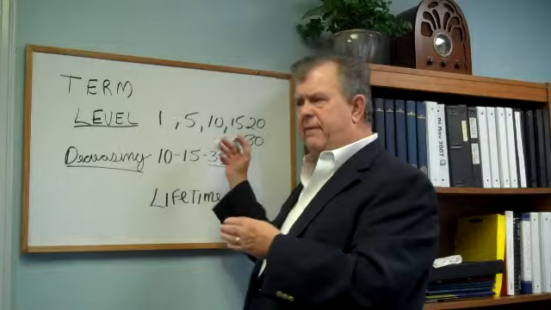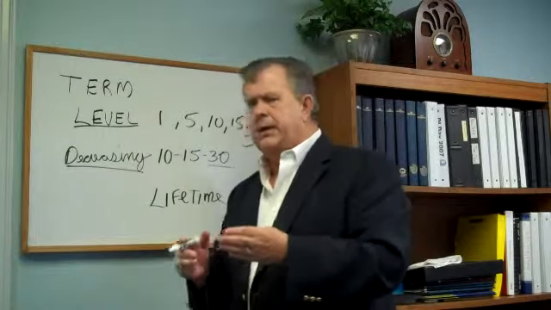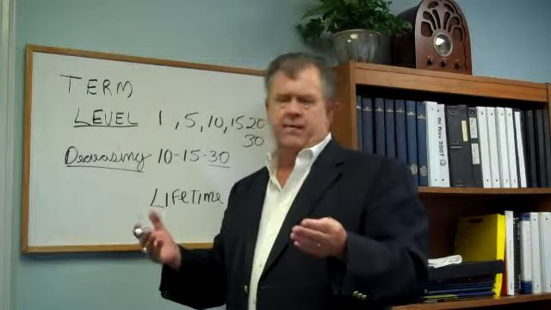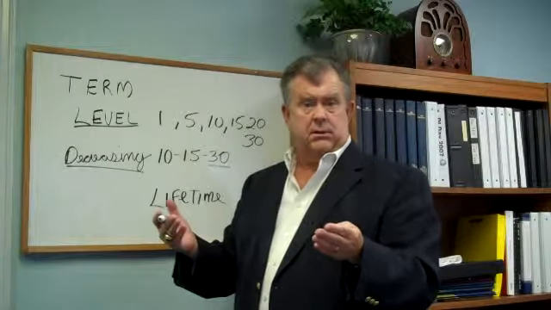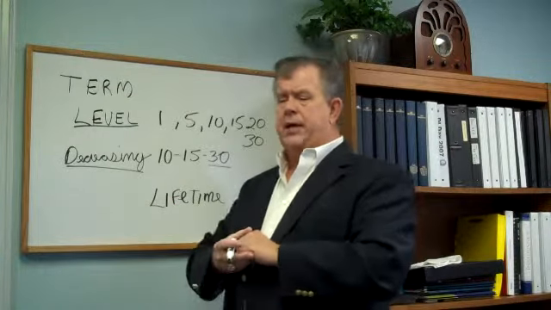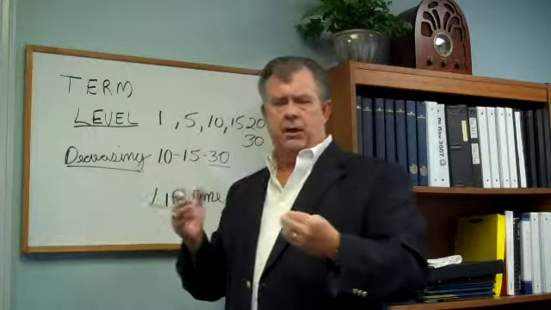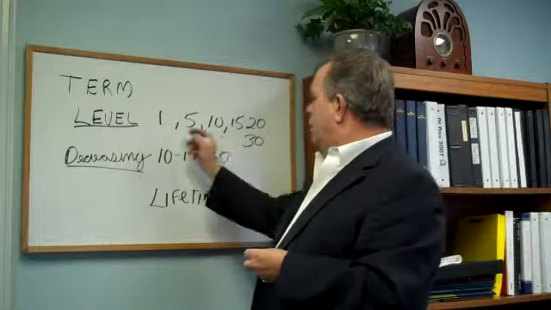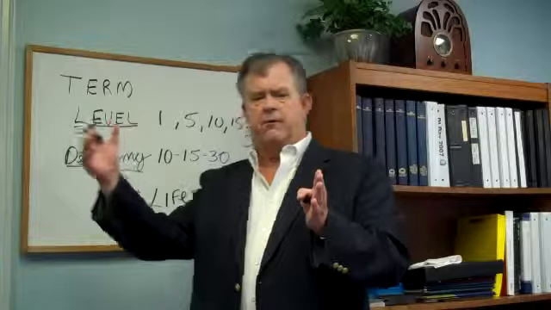Now, 10-year level term is one of the more popular terms because young people, a person age 30 or 40, can buy $500,000, $1 million of term for under $50 a month. Okay? So they're looking at being able to buy substantial amounts of insurance for a very low premium for a temporary period of time.